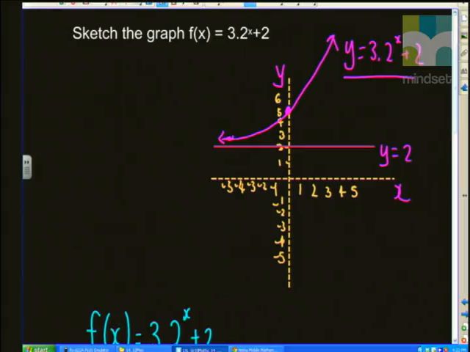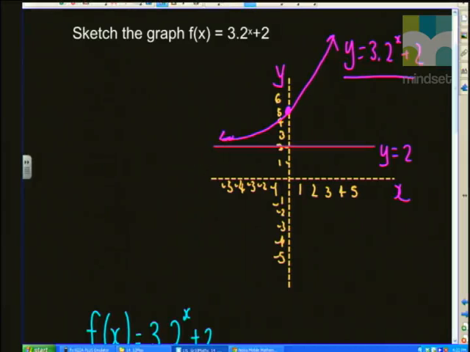Make sure when you draw these graphs, your asymptote and your graph should never ever join each other. You don't want them to ever intersect. If they intersect, you will lose marks because that is not correct. Remember, your asymptote and your graph will never meet.